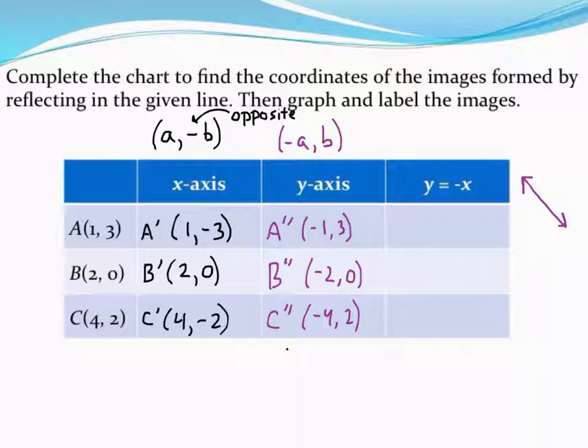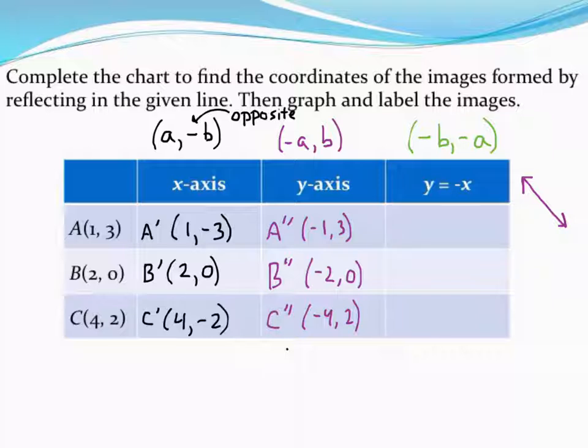Looking at my notes, I can see that the rule for doing a reflection over the line y equals negative x is to do the rule opposite of B, and then opposite of A. So this time, not only am I changing coordinates, but I'm also changing the order of the coordinates. The Y value goes in front and the X value goes in back.